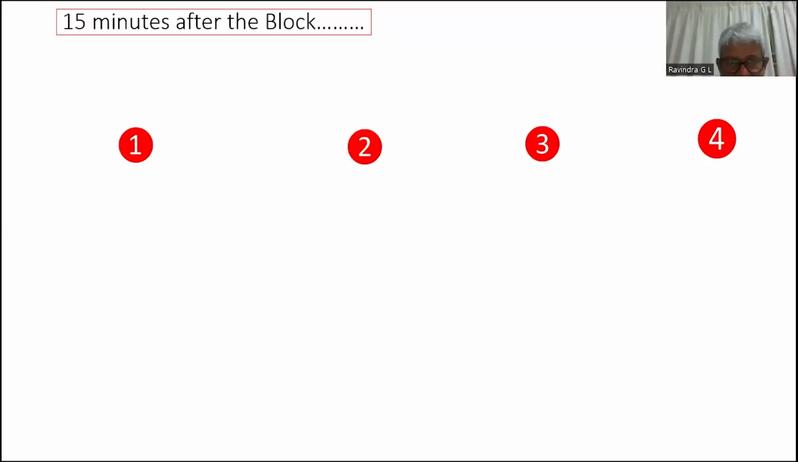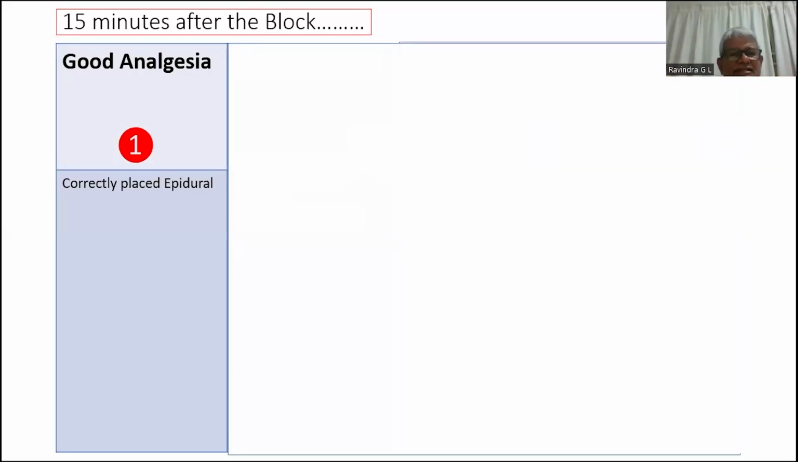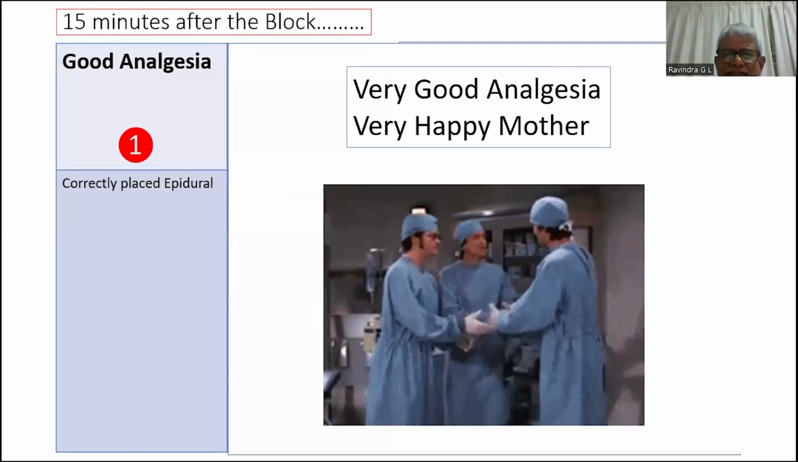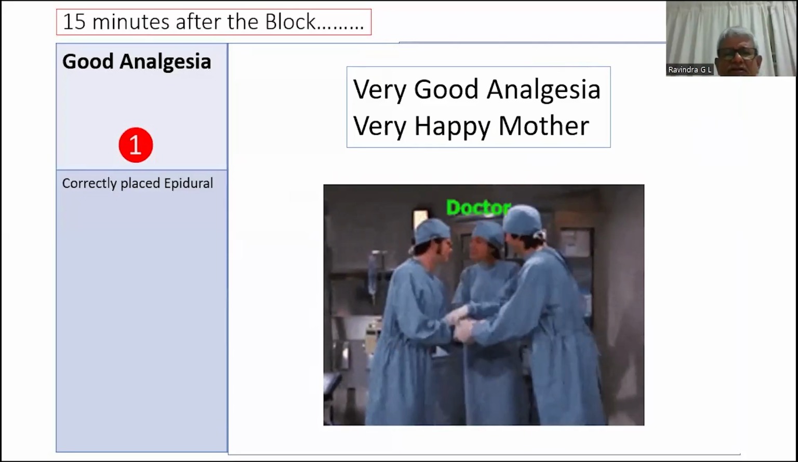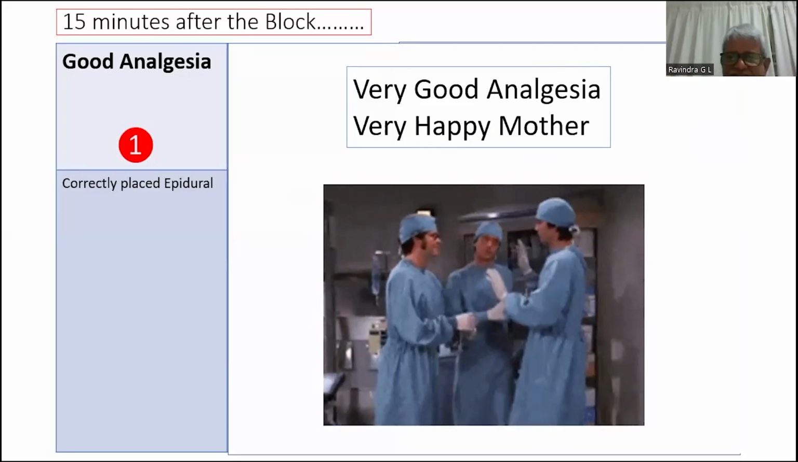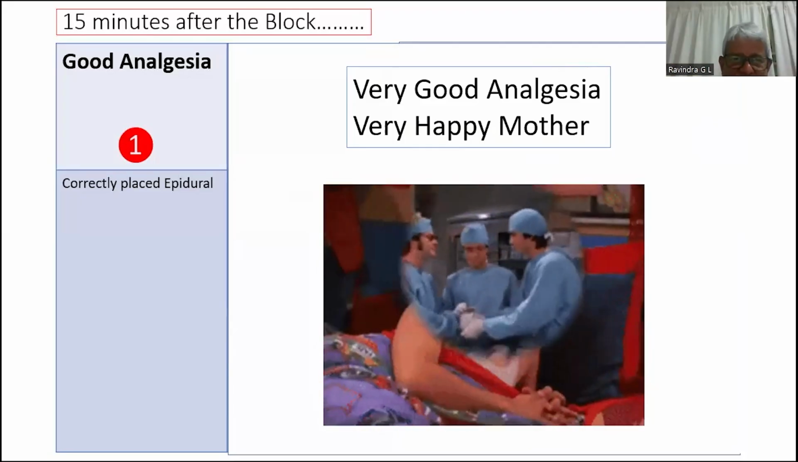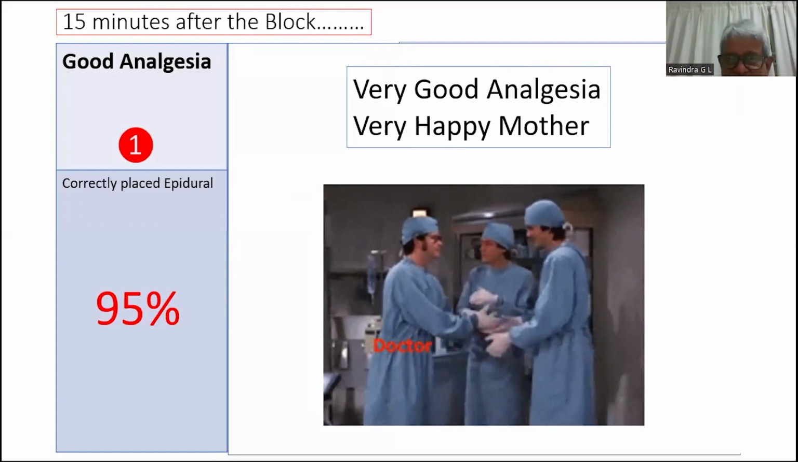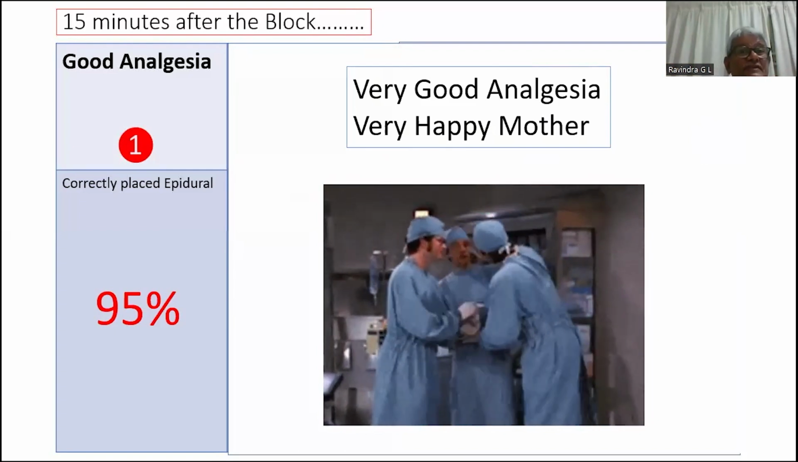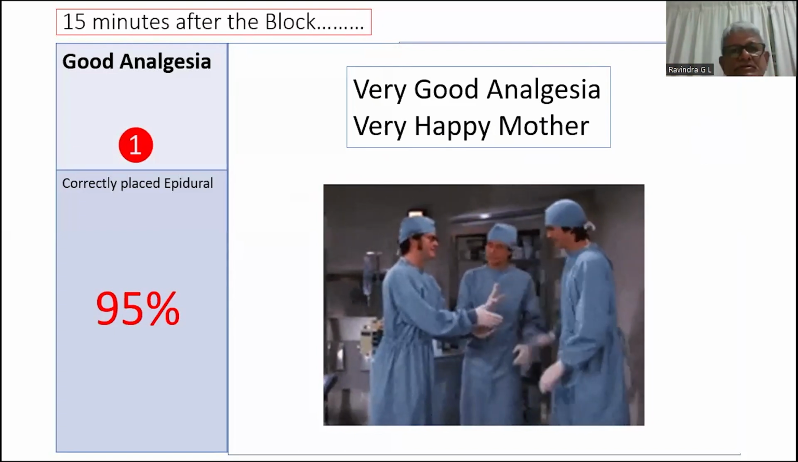clinical situations. The first situation is excellent analgesia. A correctly placed epidural, very good analgesia, very happy mother, the obstetrician is happy, the anesthetist is happy, everybody is happy. And thankfully, this happens in 95% of the situations. So this is situation 1. If this happens, no problem.